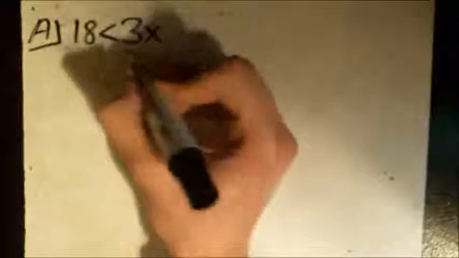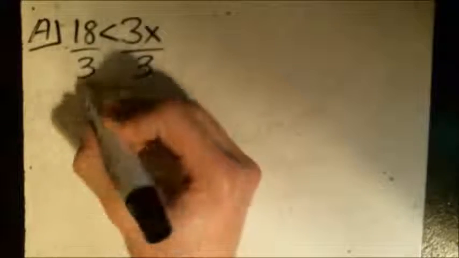For a, we've got 18 is less than 3x. So this is no different from how we've had them in the past. So we have to divide both sides by 3. 18 divided by 3 is 6.